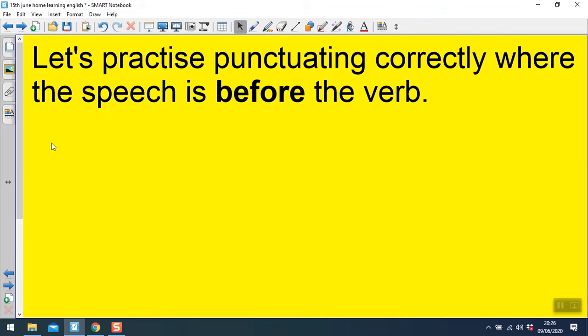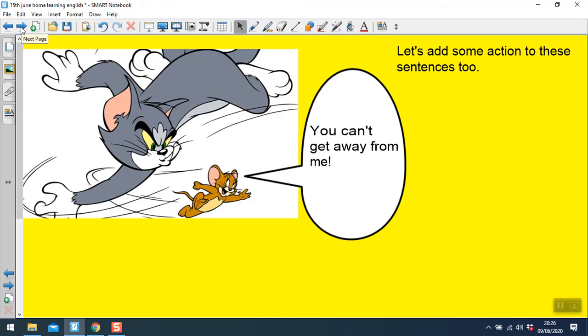The rule that we're going to have a look at today is to punctuate correctly where the speech is before the verb. So, as an example, we have got Tom the cat and Jerry the mouse, and Tom is catching Jerry as always. Jerry is saying, "You can't get away from me," and we've got an exclamation mark because he's shouting it.